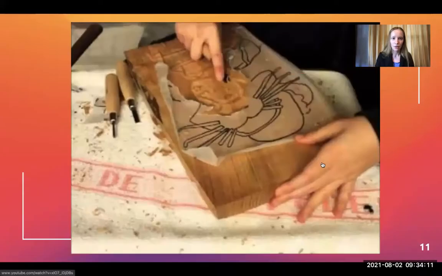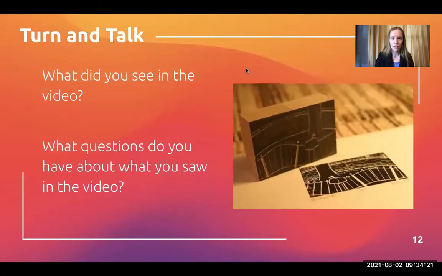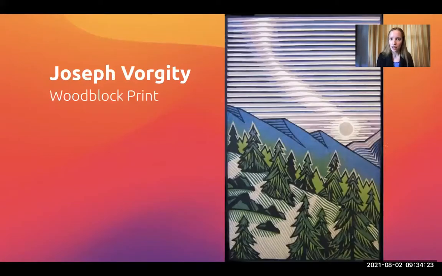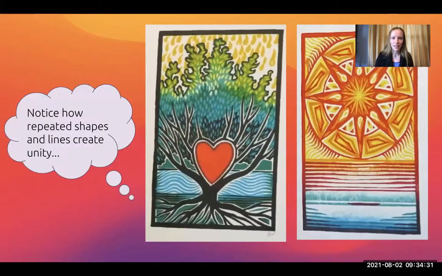So I think that's really cool. This is an example of a wood block print where someone's using special tools to carve into wood to create a really elaborate design. And our artist, Joseph Forgety, creates wood block prints this way. So it's a more complicated process than what we're going to do. We're going to take some of his ideas and simplify them.